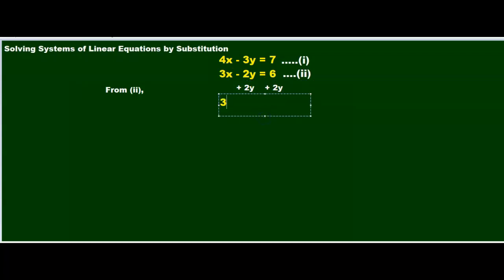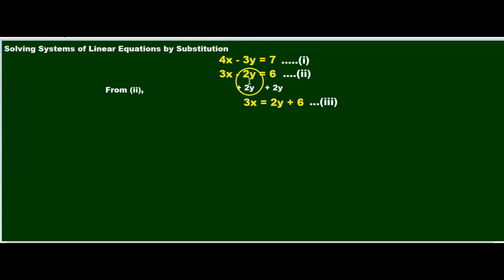and that results in 3x equals 2y plus 6. Okay? I'm going to call that equation 3. Now I have a 3x here and I have a 4x here. Not easily substitutable. Now I can divide everything by 3 to make it x equals something and plug it back into equation 1. But I'm not going to deal with fractions.